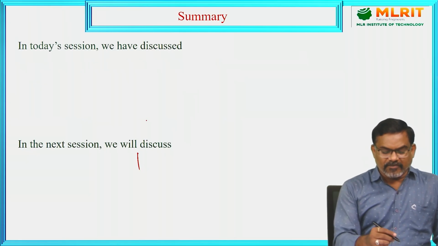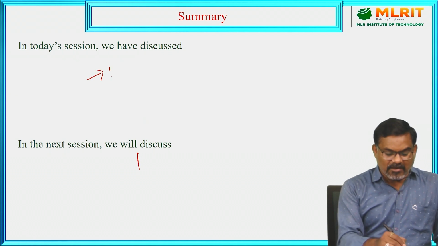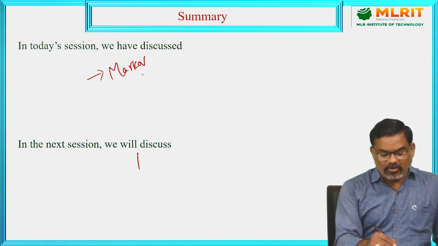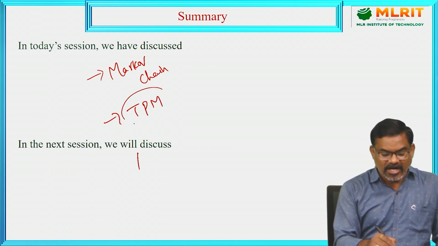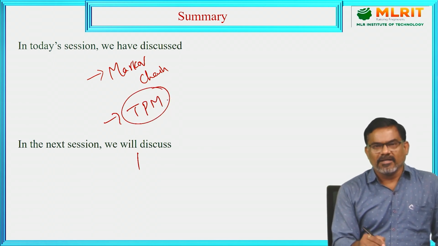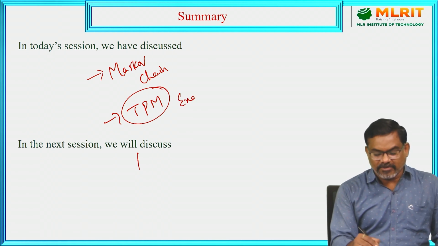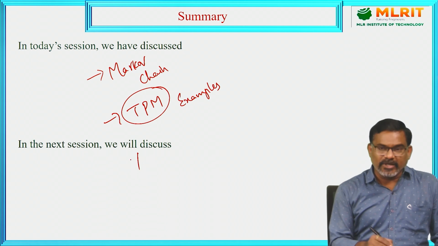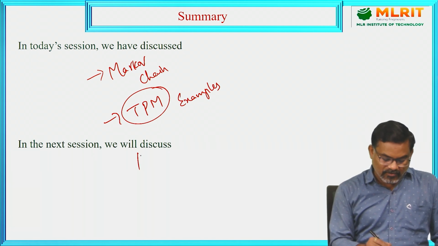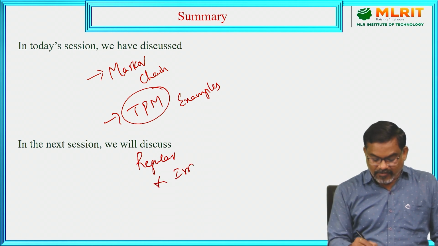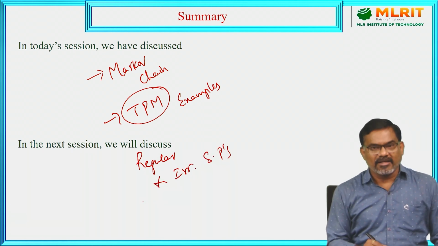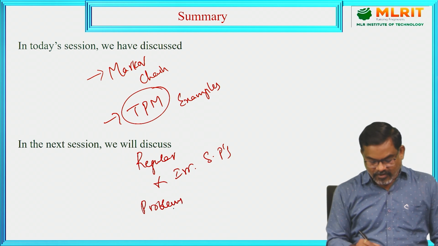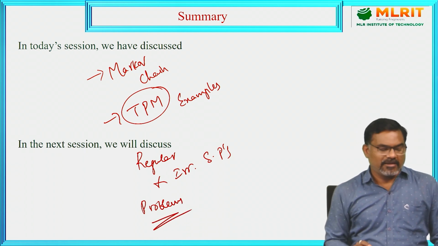So, in today's session, we have discussed the Markov process or Markov chain and the transition probability matrix, what the transition probability matrix is, what its characteristics are, and some examples also. In the next session, we continue the same. We introduce the regular and irregular stochastic processes and some problems on regular and irregular Markov chains also.